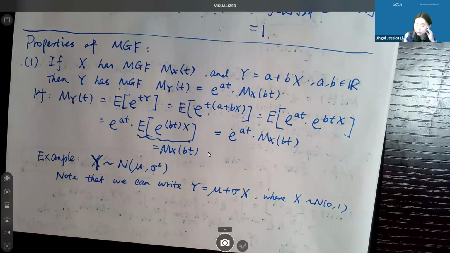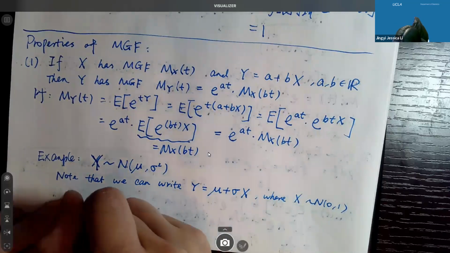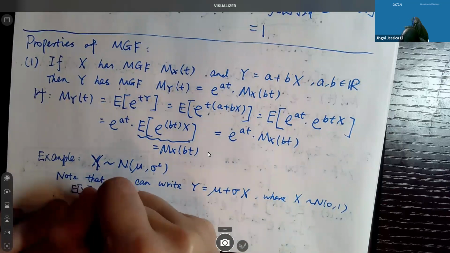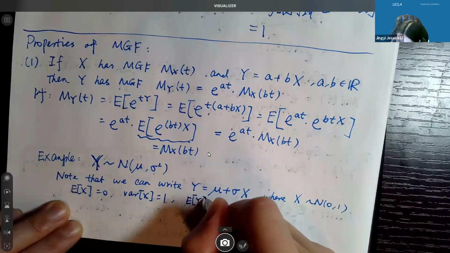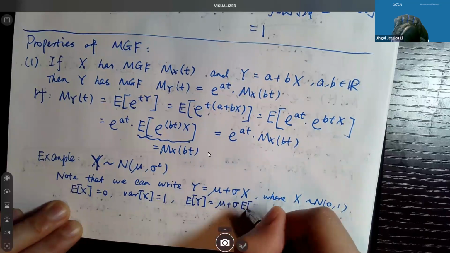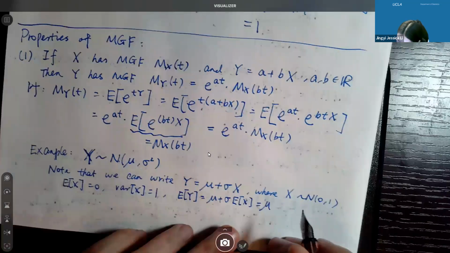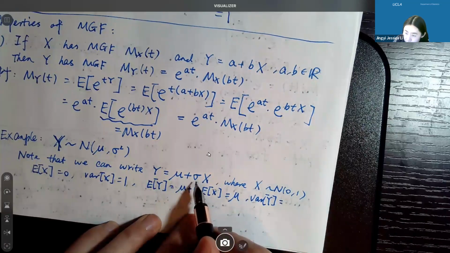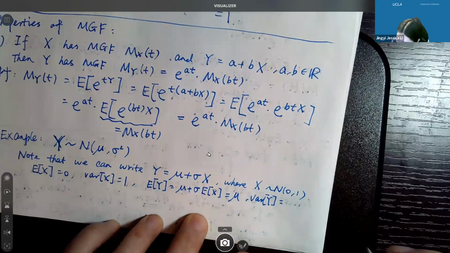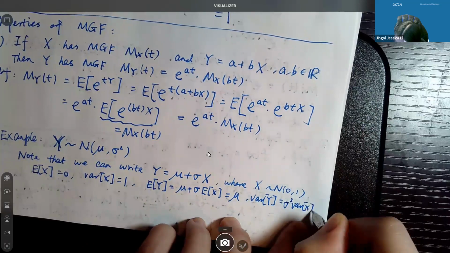And I think a very easy way to check it is that the expectation of X is 0. Here, the expectation of Y is obviously mu, right? And the variance of X is 1. And here, the variance of Y will be sigma squared. So let me just write it down. The expectation of X is 0. Variance of X is 1. And then the expectation of Y would be equal to mu plus sigma times the expectation of X, and it's mu. And the variance of Y, this is also a review of 108. The shift doesn't affect the variance, but the constant factor multiplier affects the variance by being squared. So sigma squared times the variance of X. So that's sigma squared.